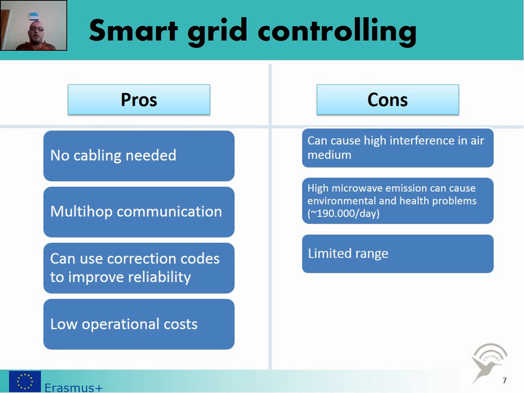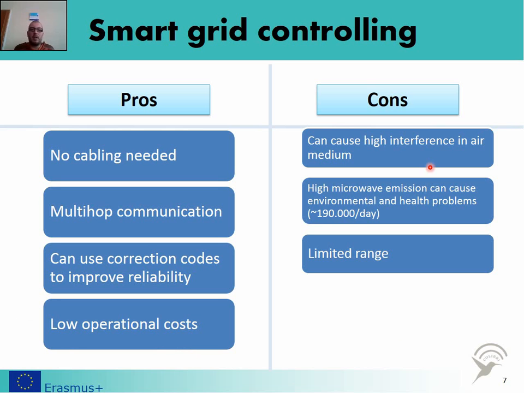Of course, those methods can use correction codes to improve the reliability of the network, which is very common. The correction codes can eliminate, for example, the need for one of the methods of raising reliability, such as retransmissions in the network. But when we have an unlimited source of energy for the node, it is not very necessary to think about it. And of course, low operational costs for the meters.